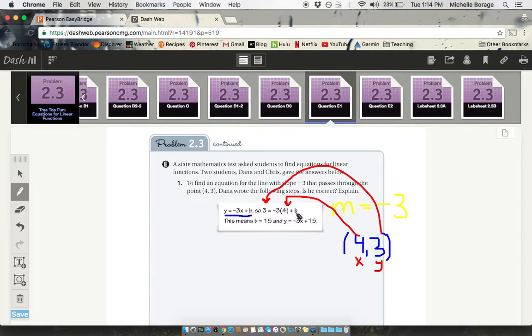And I want to tell you guys, this is a good thing to do. This is okay that Dana did this. This is a good strategy. We haven't talked about it in class yet, but you can do this. You can put in an x and a y that you know. So he says this means that b is 15. So I want you to think about, does the number 15 fit right here? Think about what -3 times 4 is, and think about if you added 15 to it, would you end up with a 3? So I want you to tell me, is Dana correct in this? This is a tough question, so we will go over this tomorrow, but I want you guys to try it.